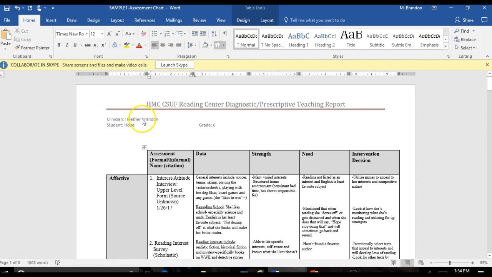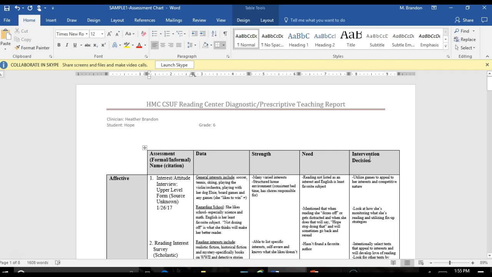So at the top is my name, the student's name, grade level. Please make sure the grade level is right there so I can reference that. Across the top, the column headers are the assessment. So you should include the name of it and the citation in APA. The data, so this would include quantitative statistics as well as any qualitative information. Some of the qualitative data might also be presented in the strengths or needs section. And then lastly is the intervention decision. So because you found out this or this, what does this mean for your intervention session?